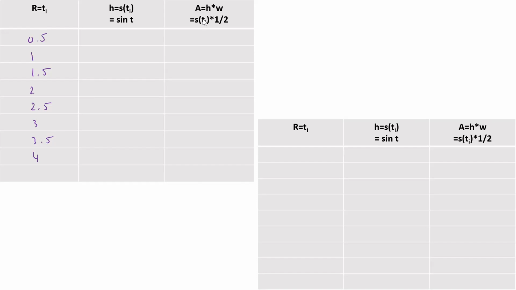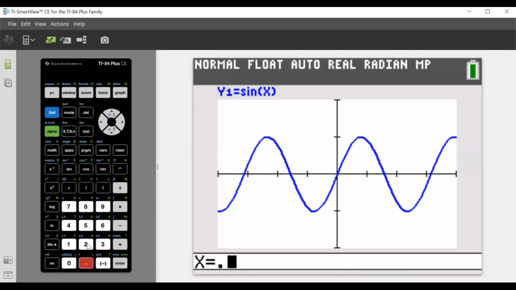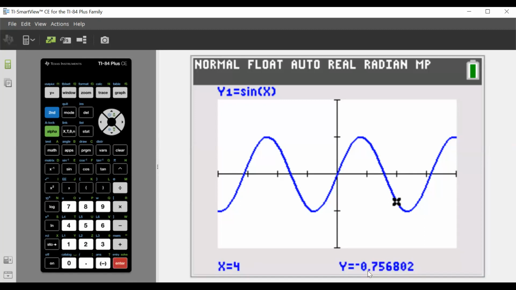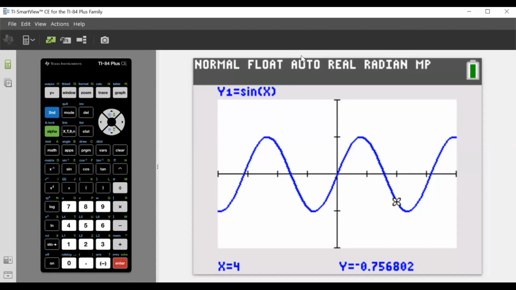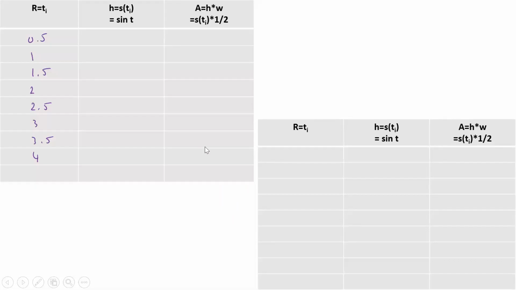So we've done some of them already. We've done all of them basically except for 4. So let's just get our 4. So 4 is negative 0.7568. Okay, so again, we've got the half and all that through the other one. So all we had to get was that last one. So now we can write all of these down here.